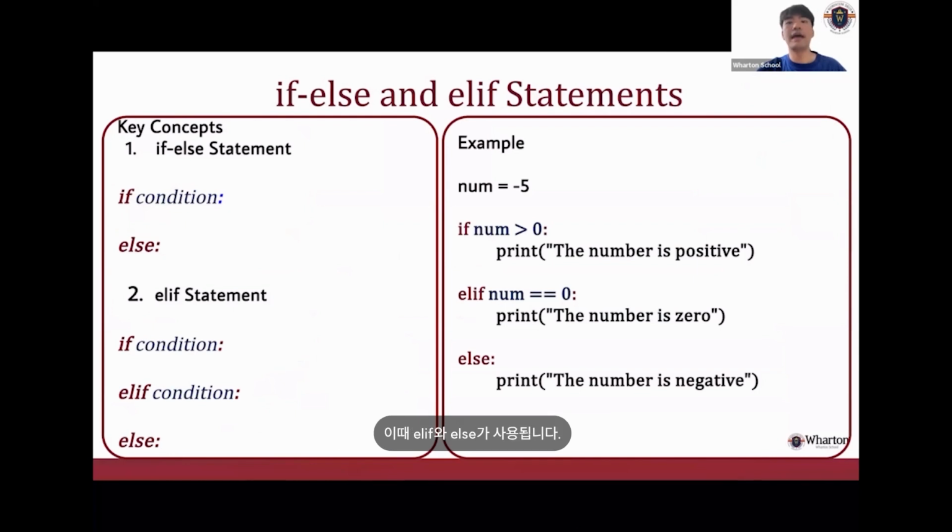Sometimes you need to check multiple conditions. That's where elif and else come in. The if statement checks the first condition. If it is false, then the elif statement checks the next condition. If none of the conditions are true, then the else statement runs. For example, if num is greater than 0, it prints the number is positive. If num is equal to 0, then it prints number is 0. Otherwise, it prints number is negative.